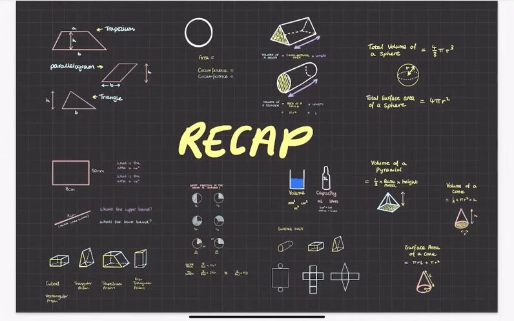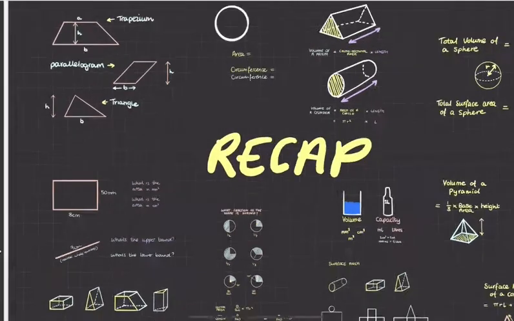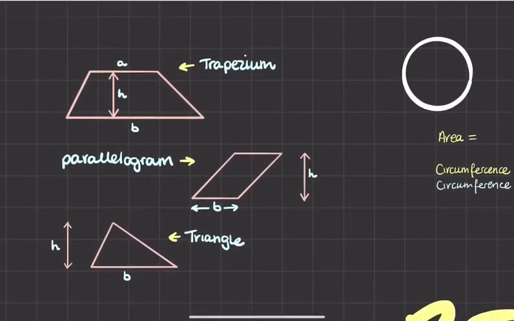Hey guys, this is a recap video on all the stuff we've done on area and volume. So let's get started by having a look at some 2D shapes. First of all, we've got the trapezium.